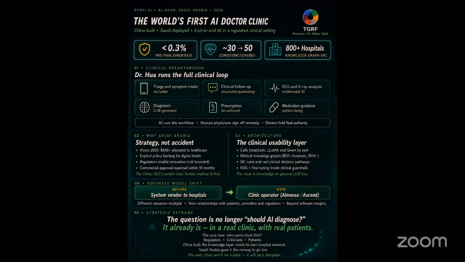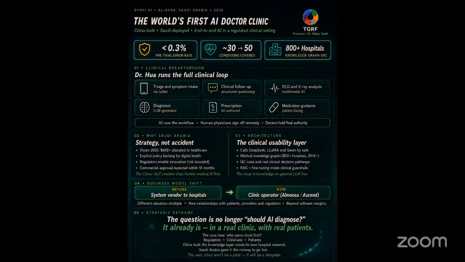And another point, Dr. Malaz. That is why they mentioned, should AI diagnose, is this ready in a real clinic with real patients? Let's see what they found in the study, inshallah.